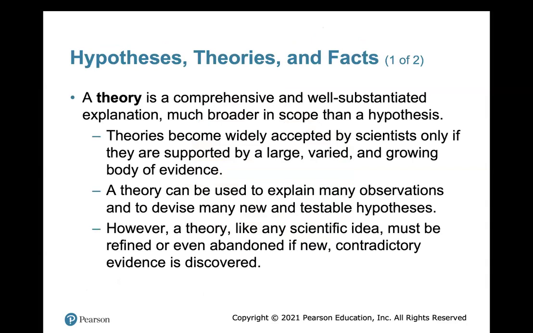A theory is a comprehensive and well-substantiated explanation, much broader in scope than a hypothesis. Theories become widely accepted by scientists only if they are supported by a very large, varied, and growing body of evidence. A theory can be used to explain many observations and to devise many new and testable hypotheses. However, a theory, like any scientific idea, must be refined or even abandoned if new or contradictory evidence is discovered.